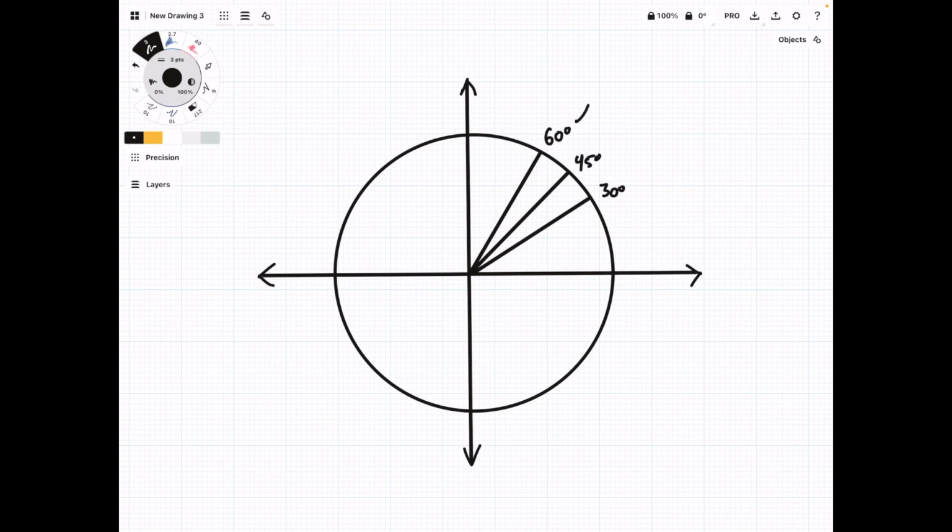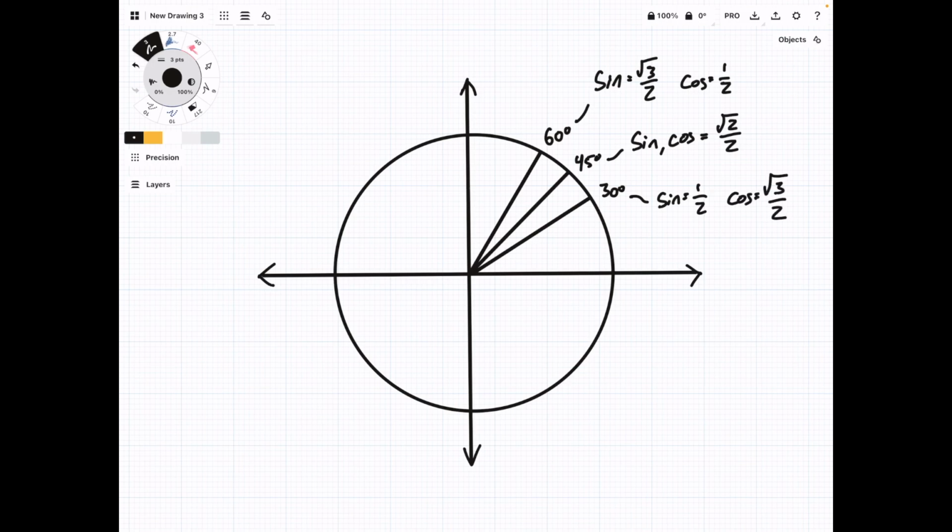For 60, sine equals square root of 3 over 2, and cosine equals 1/2. At 45, sine and cosine are equal to square root of 2 over 2. And at 30 degrees, sine is equal to 1/2 and cosine is equal to square root of 3 over 2. So these are the ones that we know, and if we drew lines in other quadrants, we could figure out what they are by just changing the signs of the values we know.